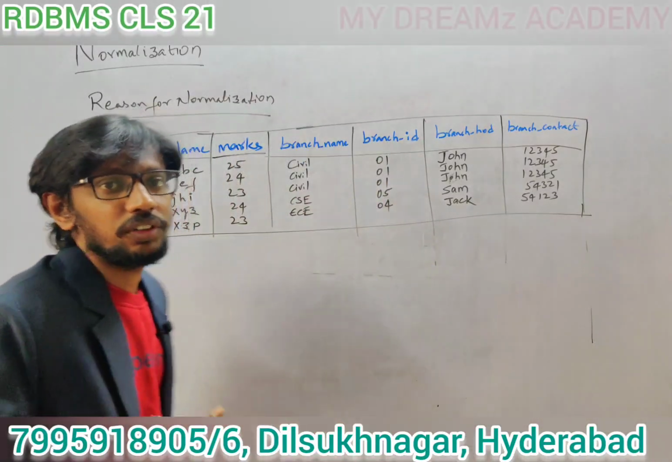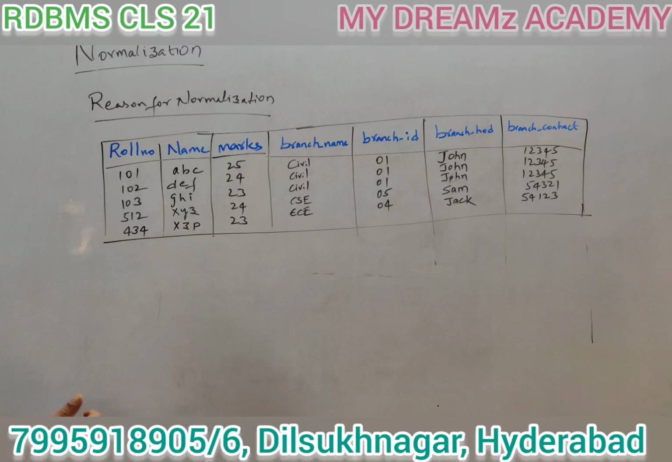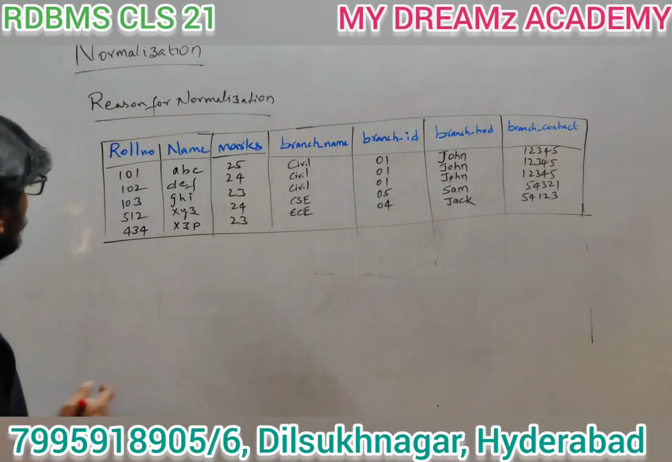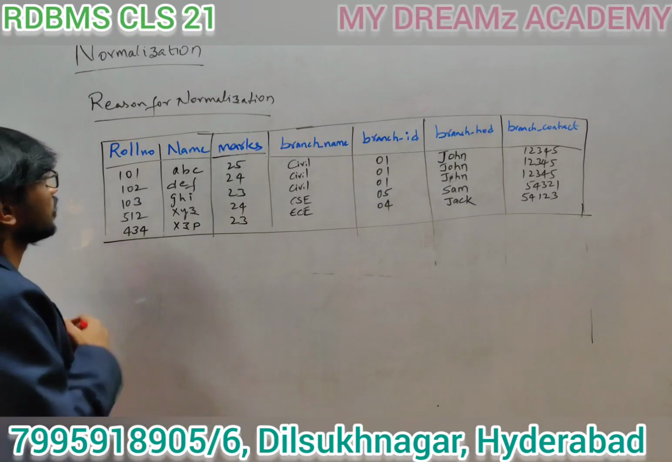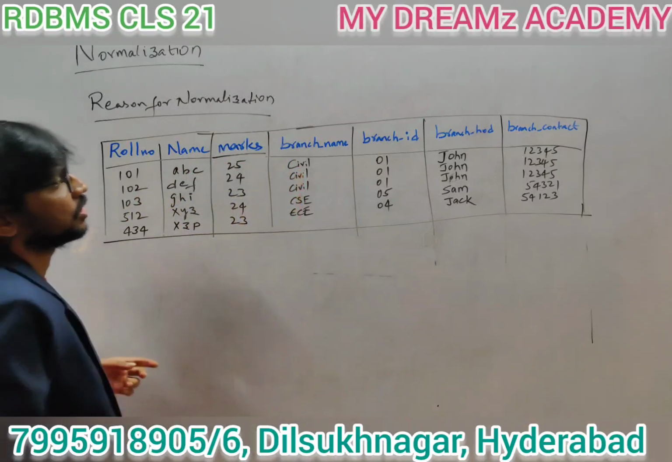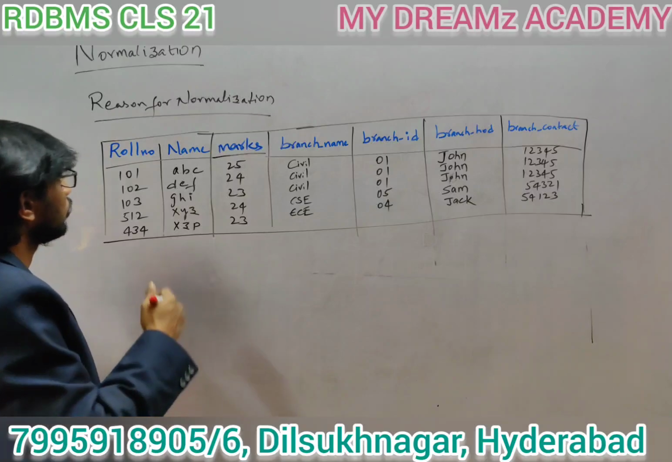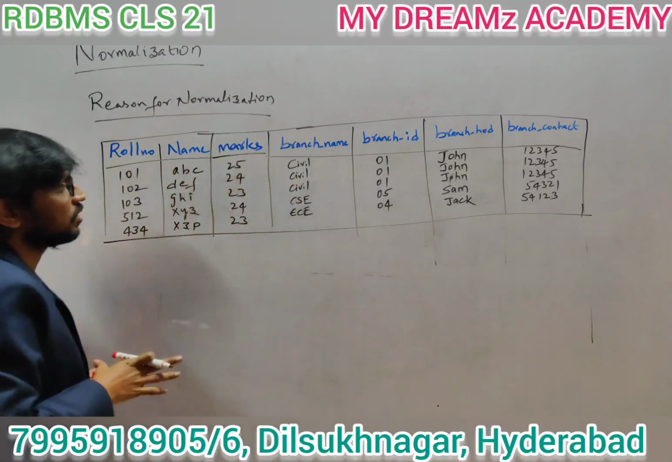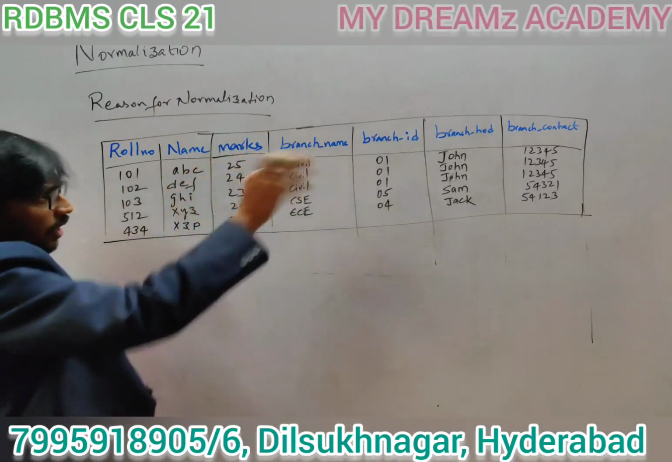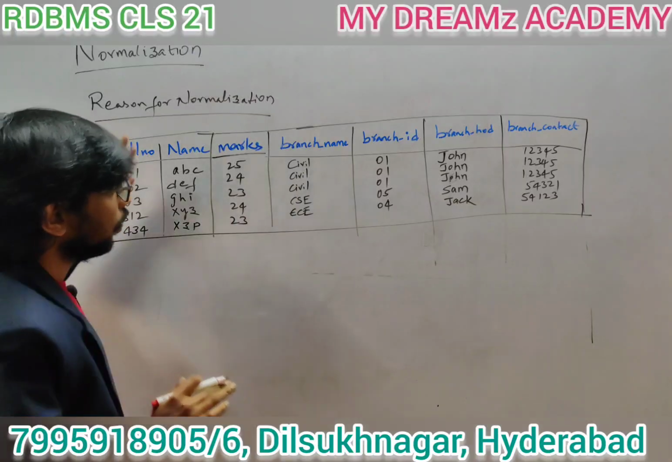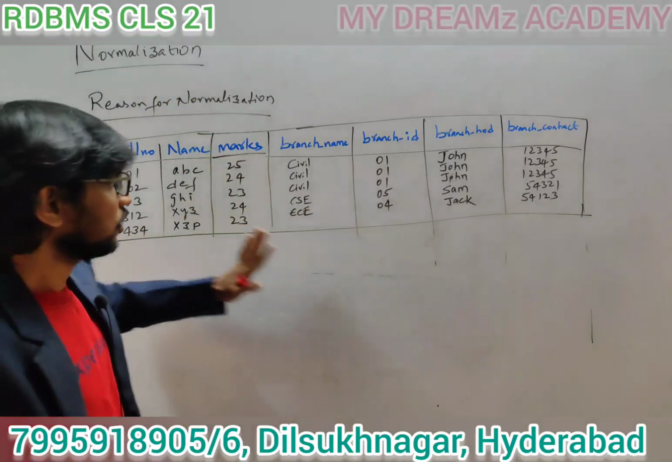Now in this video, we'll understand the reason for normalization, right? So now I'm taking a relational schema: roll number, name, marks, branch name, branch ID, branch HOD, branch contact. Now these are the instances, right? So 101, ABC and all. Now why we are going for normalization, we'll understand.